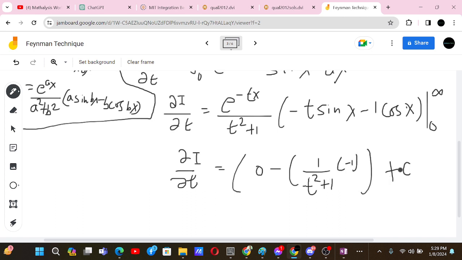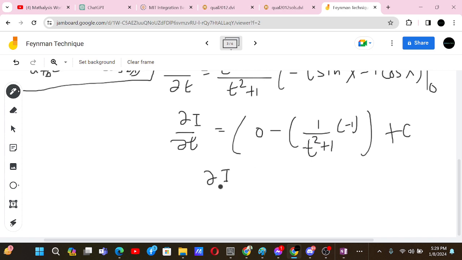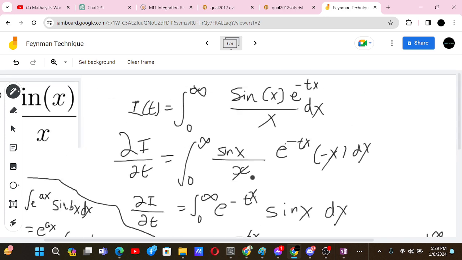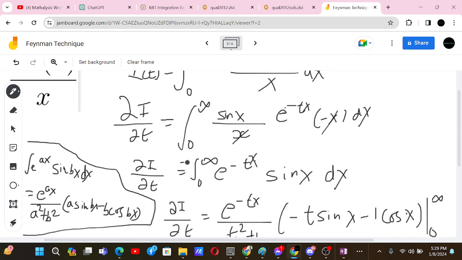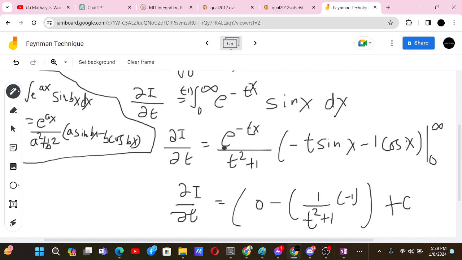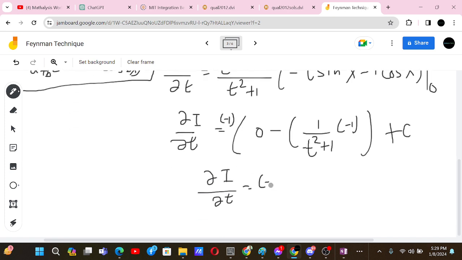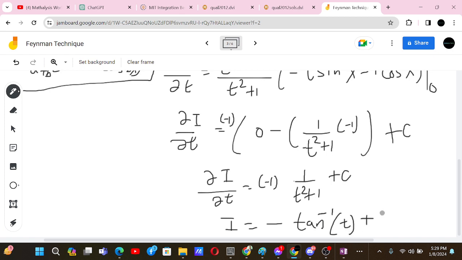Over here this will be minus 1, and then plus c. So we basically have dI/dt, and wait, we forgot this minus sign, so minus 1 is over here. So it goes to minus 1 times 1 by t squared plus 1, plus c. Now we can integrate, and that gives us I equals minus tan inverse t plus c.